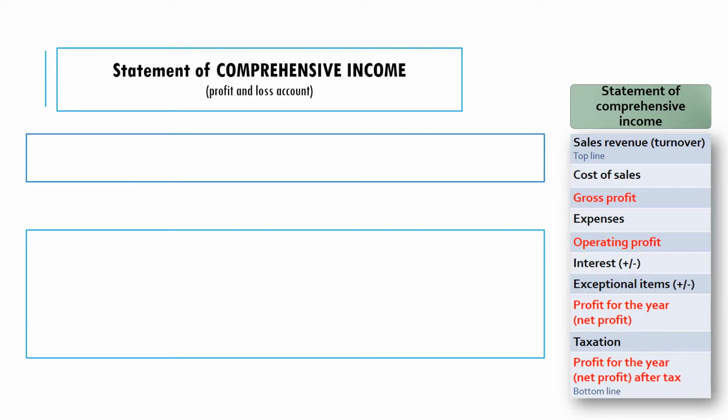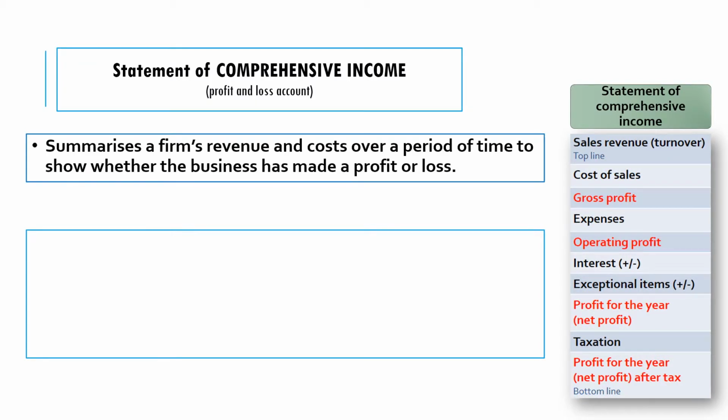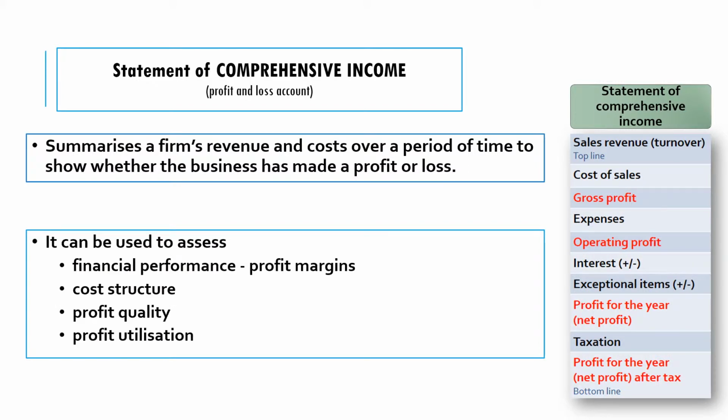Now, the Statement of Comprehensive Income summarizes the revenue and costs over a period of time and shows us whether the business has made a profit or a loss. It can be very useful because we can use it to assess the financial performance of the business through looking at profit margins. We can also look at the cost structure of the business. What is more significant, the cost of sales, the direct variable costs, or the expenses, the overheads or fixed costs?